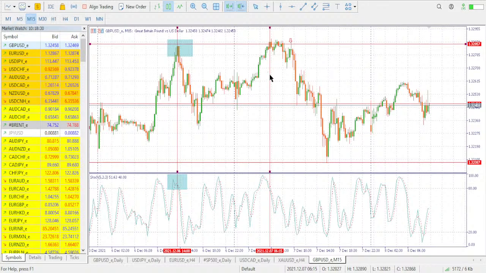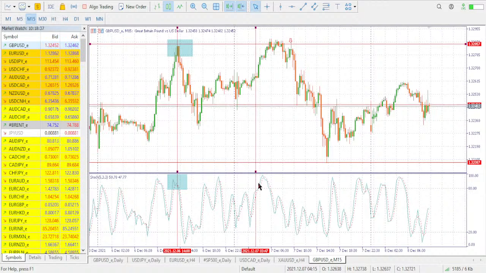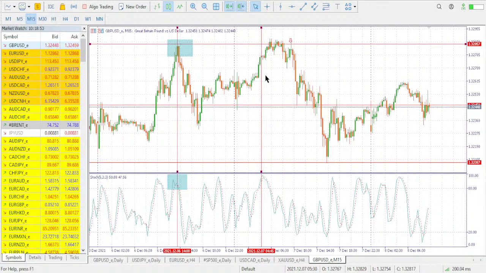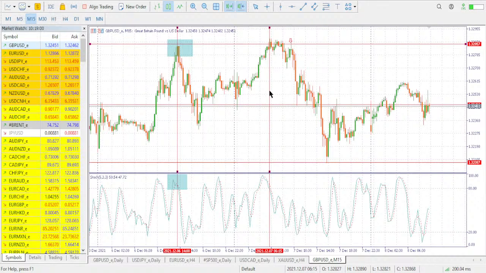You can see something here: as the stochastic began to be overbought here, at that time the price was somewhere around this area. So as the stochastic continues up, wait for price to touch this area here. And if the price is touching that area and the stochastic is still above 80, then that is the correct time to look for a sell.